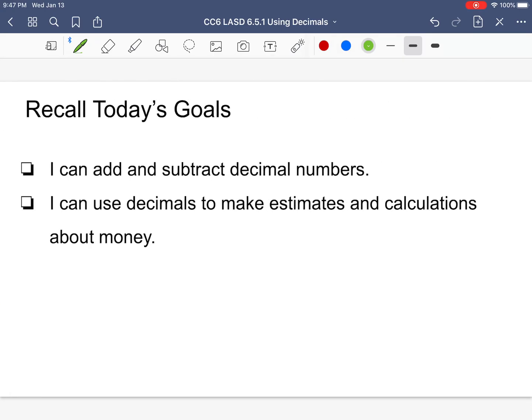So to recall today's goals, you saw how to add and subtract decimal numbers, and especially to align the decimal points. And you saw how to use decimals to make estimates and calculations about money. And that's the end of today's lesson.